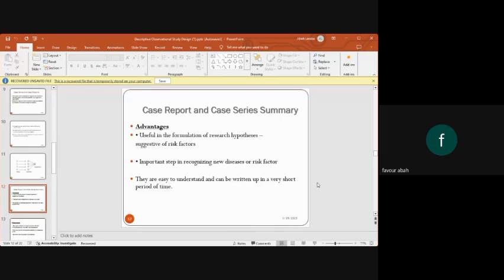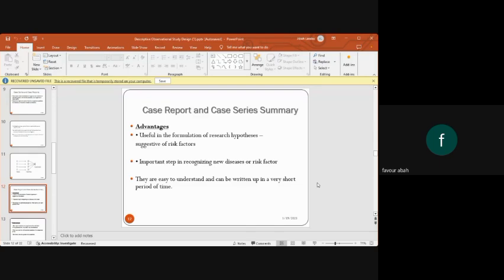It is an important step in recognizing new diseases and risk factors, because case reports are used for rare cases. So while you are preparing your minds to carry out your research, as you go for your postings, probably your rural posting, and you observe a very rare condition, you could quickly put up a case report from it and it will be published. As long as there is evidence and everything, it will be published, and that's a paper. So it's also a type of research design.